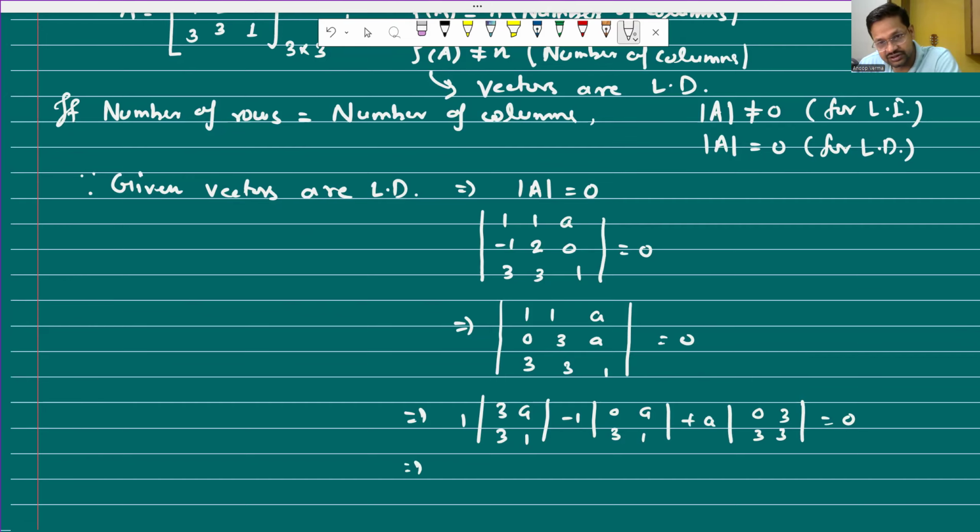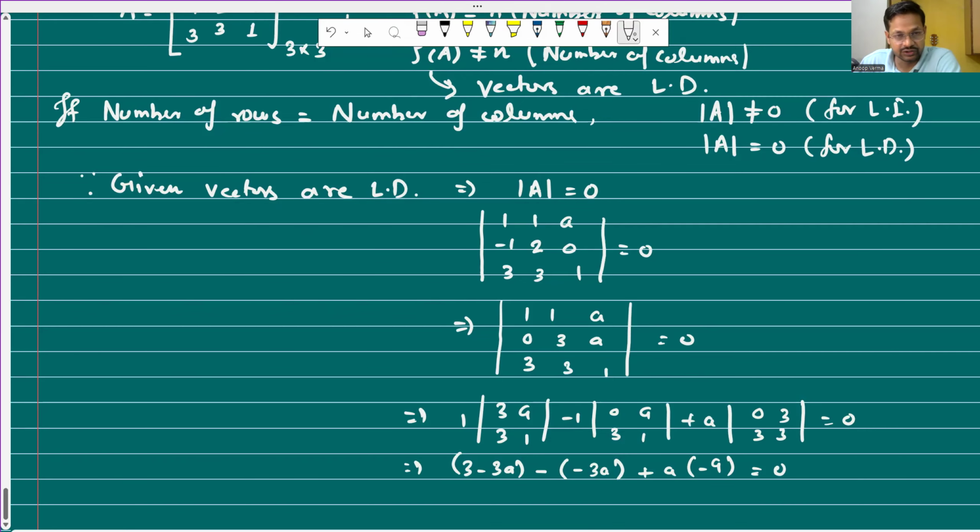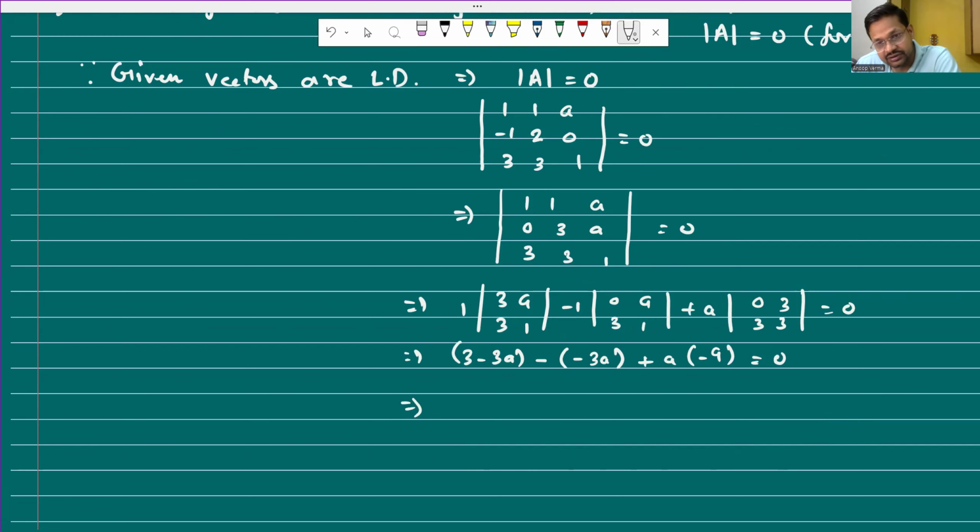You just calculate. This is 3 minus 3a, this is 1, and this is negative of 0 minus 3a. Okay, and this is plus a times 0 minus 9. So what you will get from here, this is 3 minus 3a, and this is positive 3a, and that is minus 9a, and that is equal to 0. So you have this, and from here you get 9a is just equal to 3. This implies you get a is equal to 1 by 3. So this is the answer for this question.